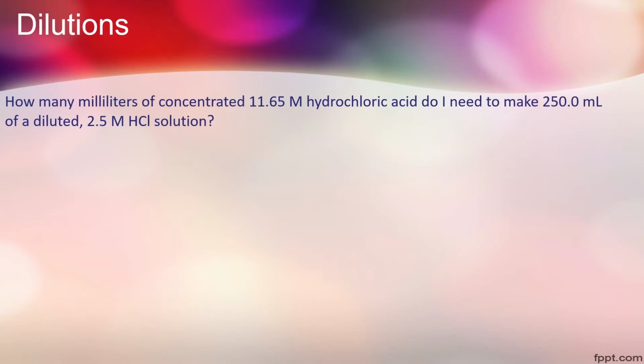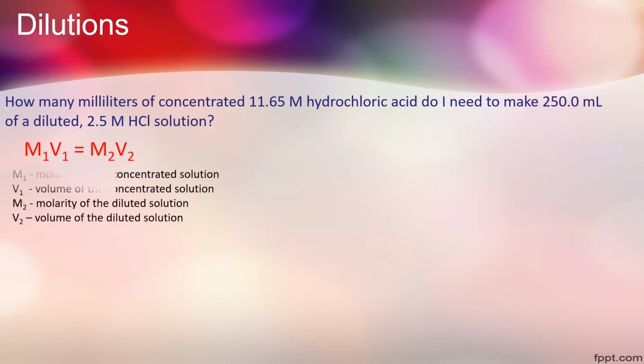So, the common question goes something like this: how many milliliters of concentrated 11.65 molar hydrochloric acid do I need to make 250 milliliters of a diluted 2.5 molar HCl solution? The equation we use to do dilution problems is M1V1 equals M2V2, where M1 is the molarity of the concentrated solution, and V1 is the volume of this solution, the value we want to find. M2 is the molarity of the diluted solution, and V2 is the volume of this solution.